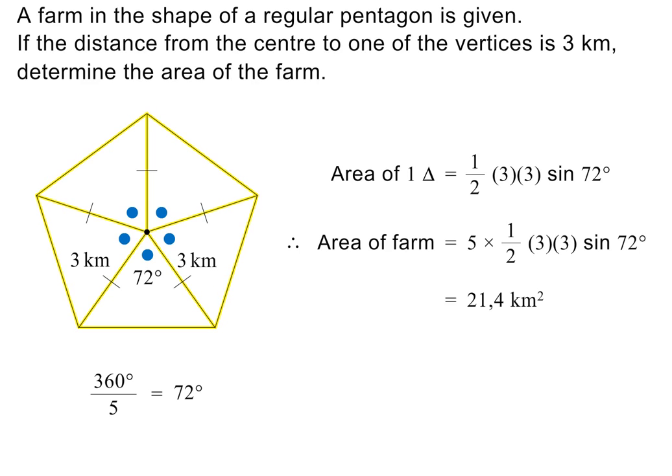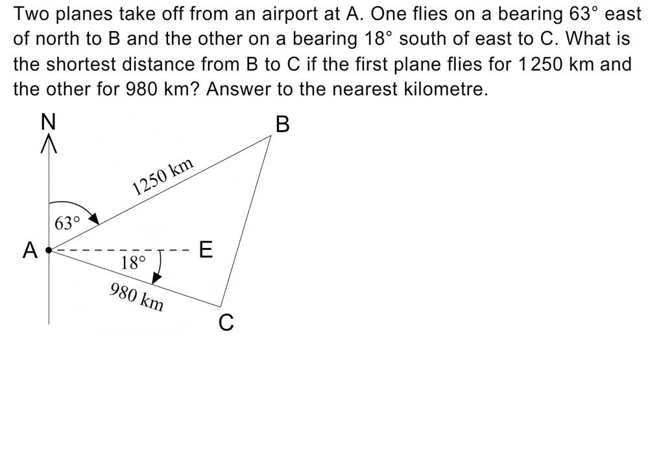Correct to one decimal place. The area of the farm is 21,4 square kilometers. Please pause the lesson and check that you agree with my working. The next problem involves bearings.